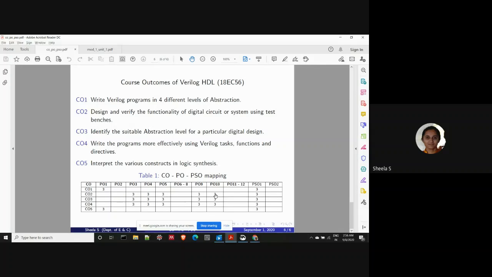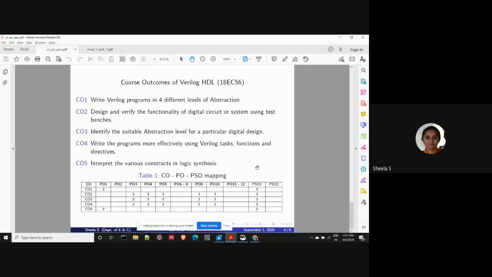Similarly, it also maps to PO10, because I told you if your design is not working properly, then we will be communicating with each other to find out the proper design. So as a result, communication skills will be improved. So CO2 maps to PO10 also.